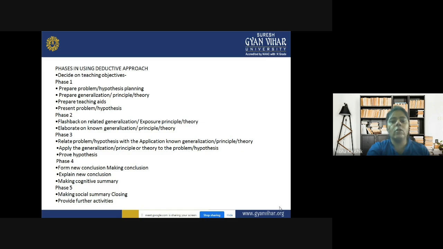Phase 2: flashback or related generalization, exposure of principle or theory, and elaborate on the known generalization, principle or theory. Phase 3: relate the problem and hypothesis with the application of the known generalization, principle or theory. Apply the generalization, principle or theory to the problem or hypothesis. Prove the hypothesis, meaning whether the hypothesis has been accepted or rejected. Phase 4: form a new conclusion, explain the new conclusion, and make a cognitive summary. Phase 5: making a social summary, closing, and providing further activities.